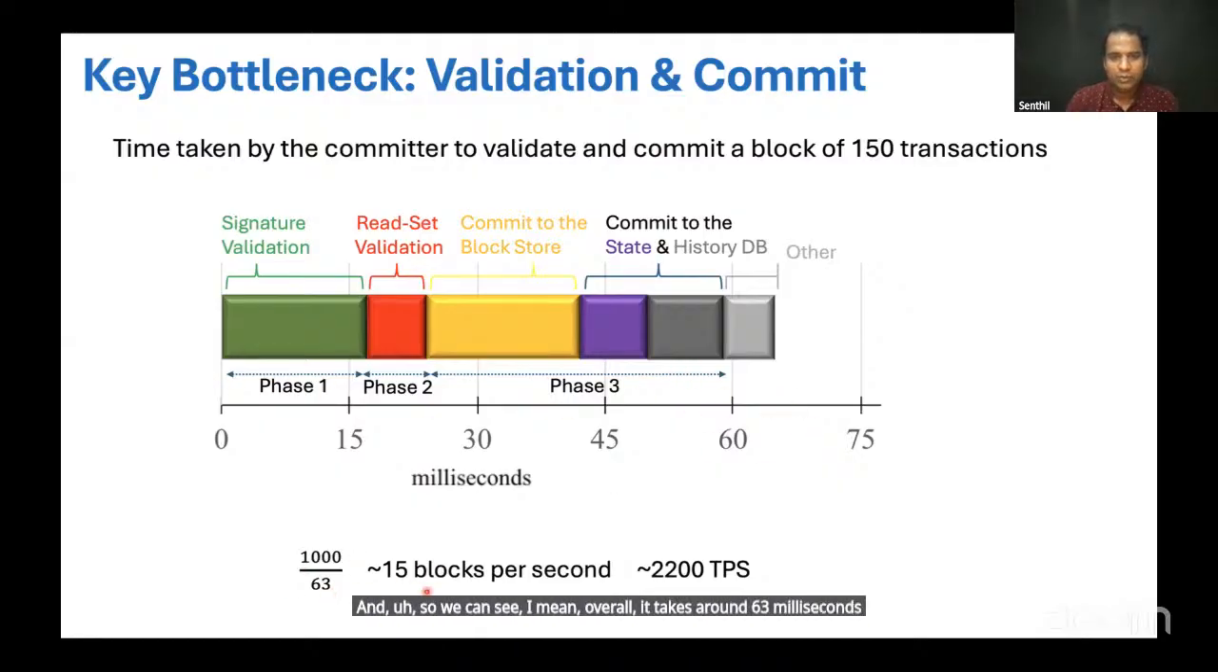As a result, in 1 second, we can process 15 blocks, which translates to 2200 TPS. That's what we get as a peak throughput in the majority of the experiments as well. And this is also a best case scenario where the transaction is doing just a single read and a single write. Even if we take a standalone Raft, it could provide more than 6000 TPS, but this is the major bottleneck in Fabric that we have.